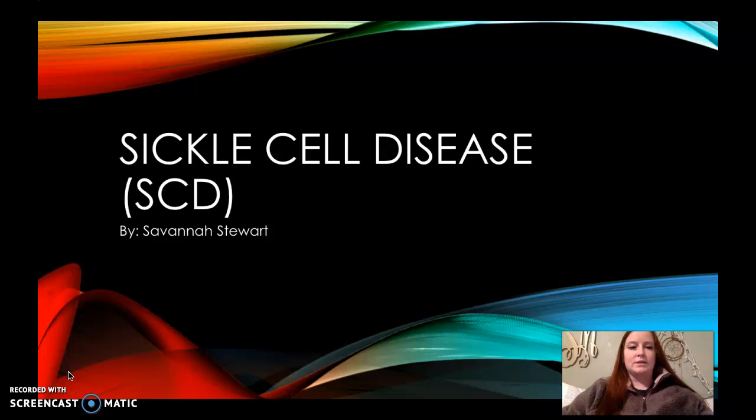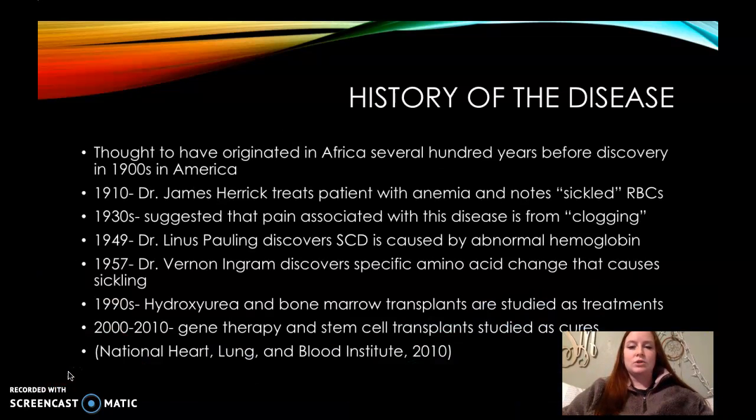Okay, so for the last few weeks, the genetic disorder that I've been researching is sickle cell disease. So just a little bit of the history of the disease. It was thought to have originated in Africa several hundred years before it was actually discovered in America in the 1900s. In 1910, Dr. James Herrick treats a patient with anemia and he looks at the red blood cells under a microscope and coins the term sickled.